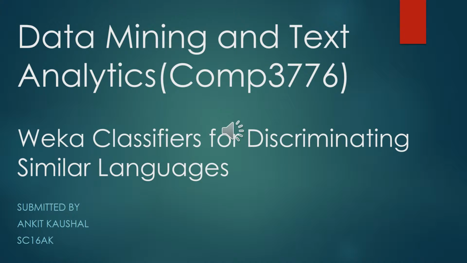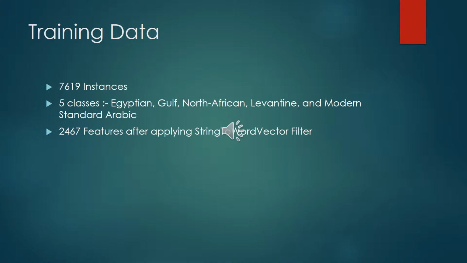This presentation is about data mining and text analytics. Here we explore different Weka classifiers for discriminating similar languages. Our training data consists of 7619 instances of text taken from 5 different Arabic dialects. When we run the string to word vector filter over this training data, we get 2467 different features, which are basically the different words that were there in those texts.